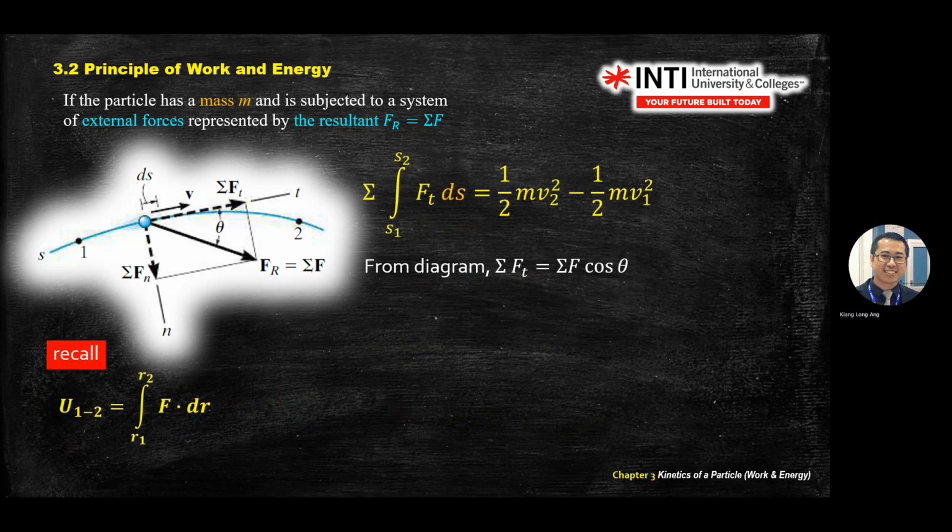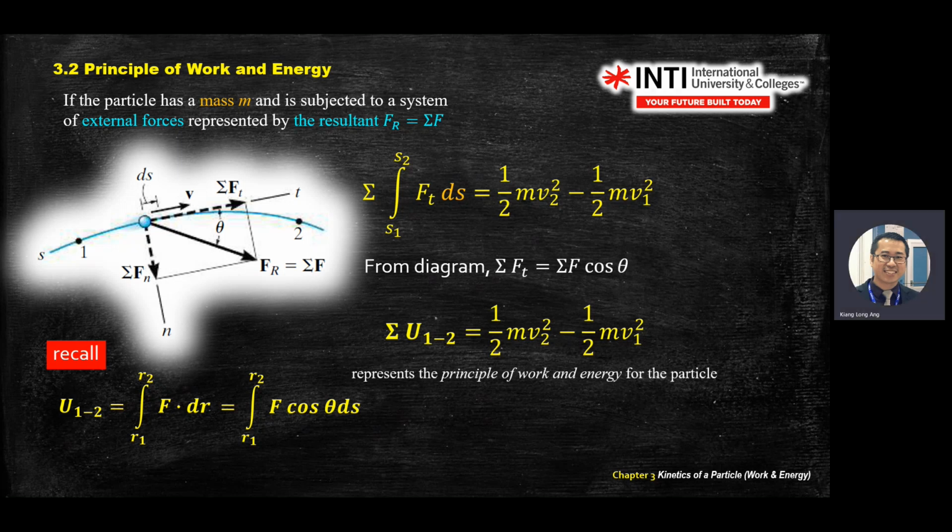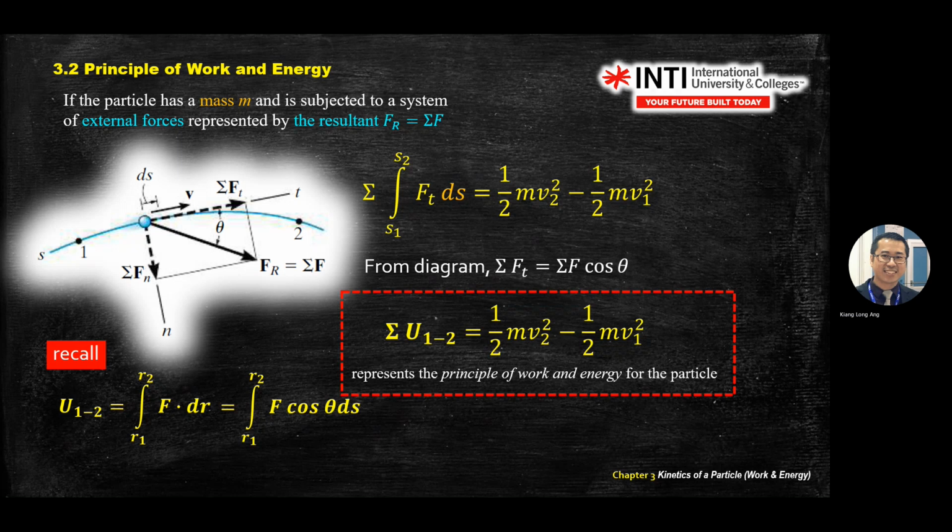So again, recall the equation that you learned just now. You can convert your dr into cos ds. So in summary, the one that you see here is called the principle of work and energy. Because inside the equation, what do you see on the left-hand side? Work. What do you see on the right-hand side? Energy. So work and energy.